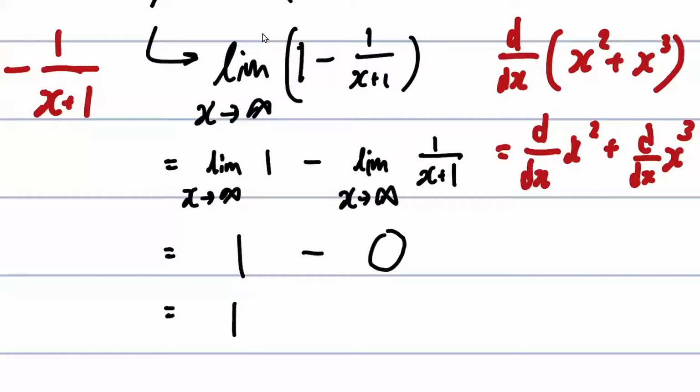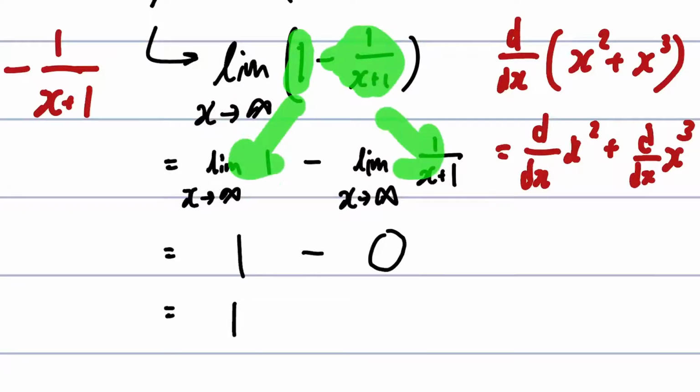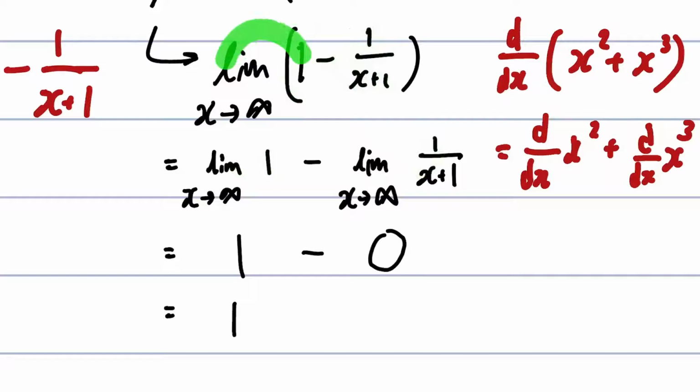This is what we call the linear property. Just make sure you understand what's going on term by term. So same thing over here. We have a 1 and a negative 1 over x plus 1. We can also split it up term by term, but then you distribute the limit. So limit of 1 minus limit of 1 over x plus 1. You can even factor out the negative 1. Is this part okay?